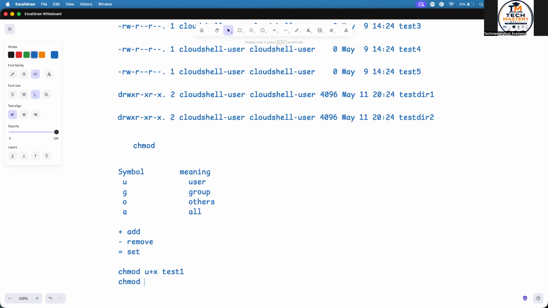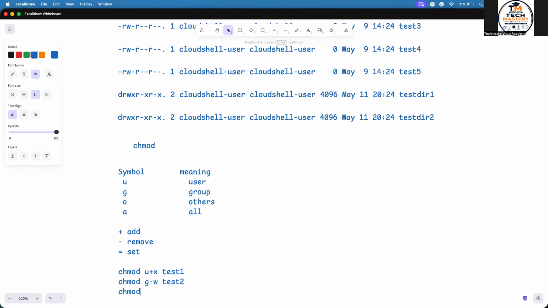chmod and then group, g minus w, test2. So what will happen? Using this command, we are revoking authority of the group. What authority are we revoking? Write authority. Earlier this file had write authority for the group. Now we are removing that authority.